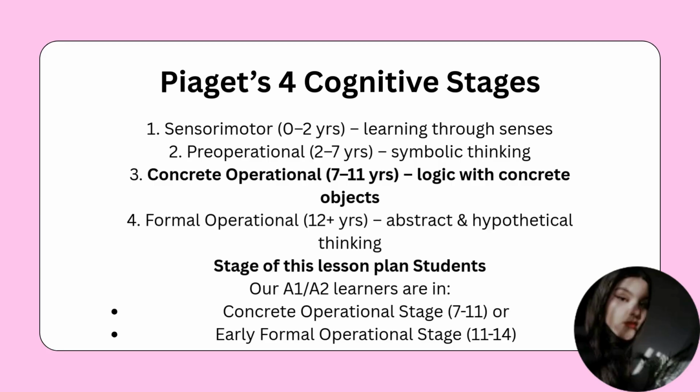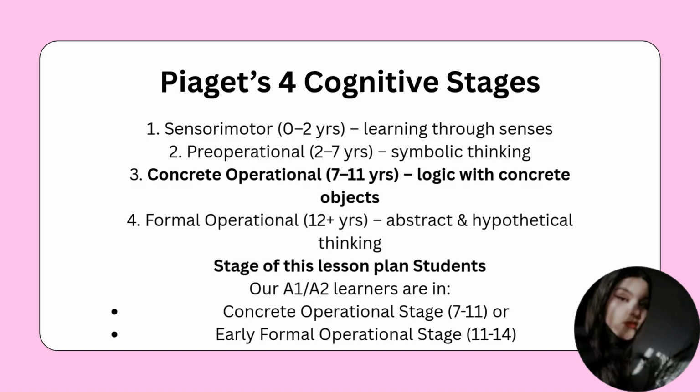We have stage number three, the concrete operational stage, from 7 to 11 years old, when children start thinking logically about concrete information. They classify, sort, and understand conservation. And the last stage is the formal operational stage, from 12 years old to adulthood, where abstract thinking and hypothetical reasoning develop.